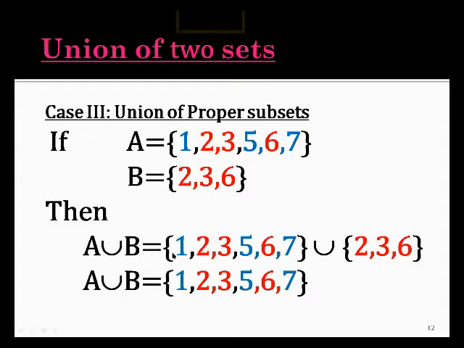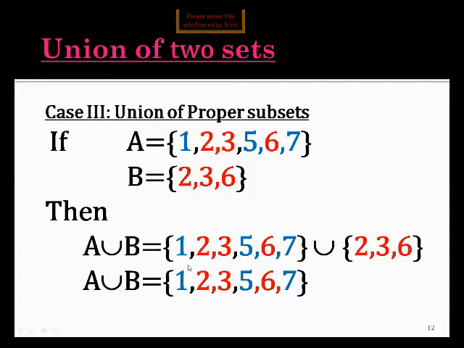Now here we write the elements of set A, which are 1, 2, 3, 5, 6 and 7. Then we write the union sign and write the second set, which is 2, 3 and 6. Now we're taking the union between these two sets, the superset and the subset. As we see, 2, 3 and 6 are repeated in both sets, but when taking the union, we write them only one time, not twice.